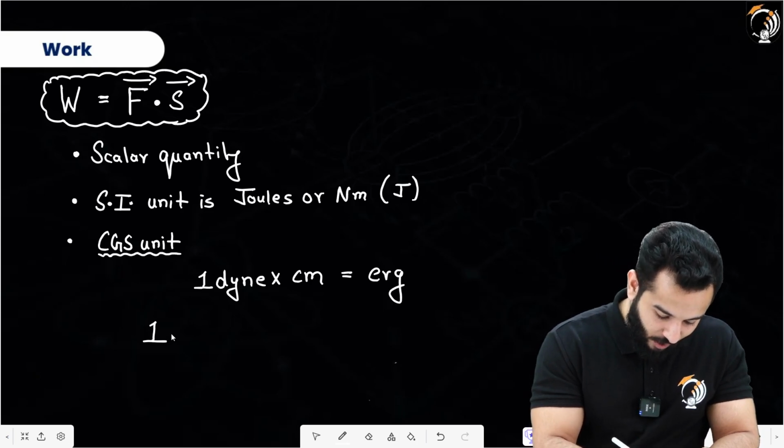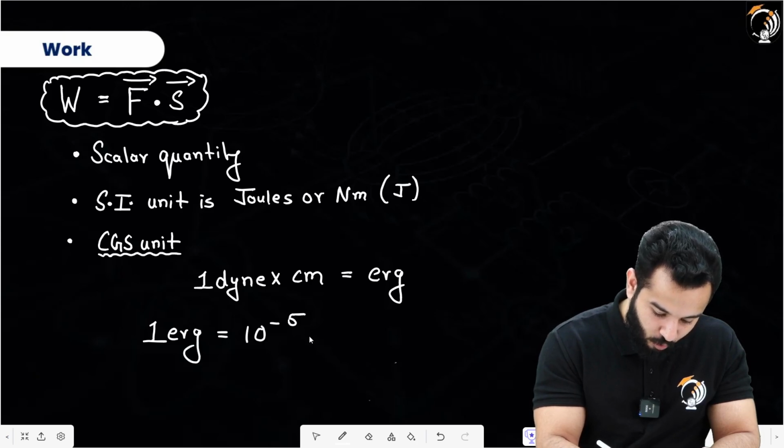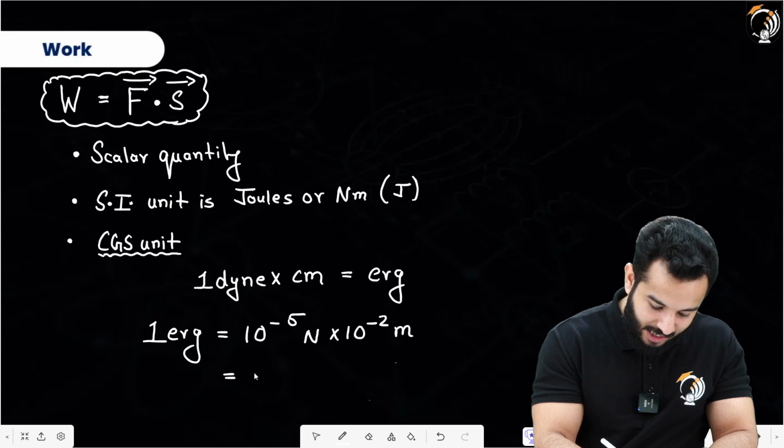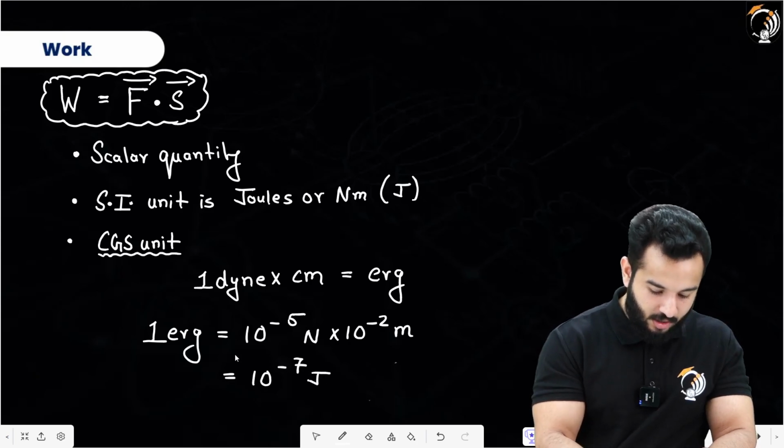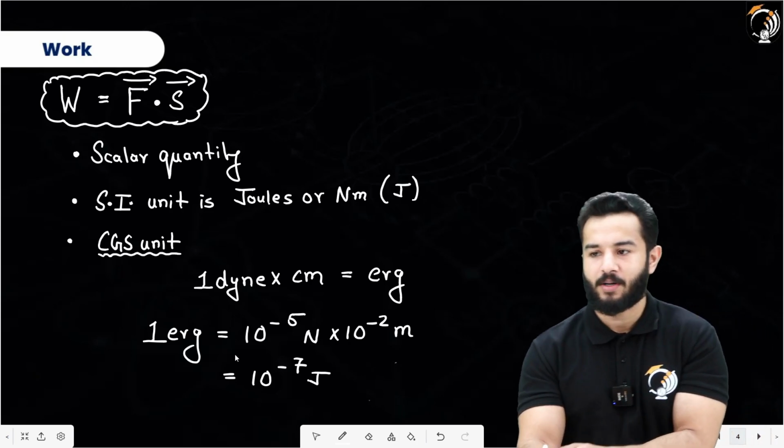And now we can find out that 1 erg is actually equal to 10 to the power minus 5 Newton times 10 to the power minus 2 meters. This is basically 10 to the power minus 7 joules. So this is a unit that you must remember, right?